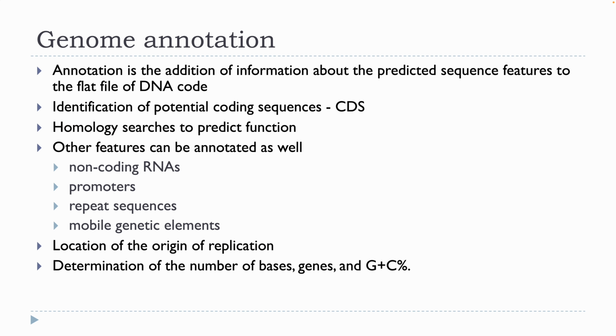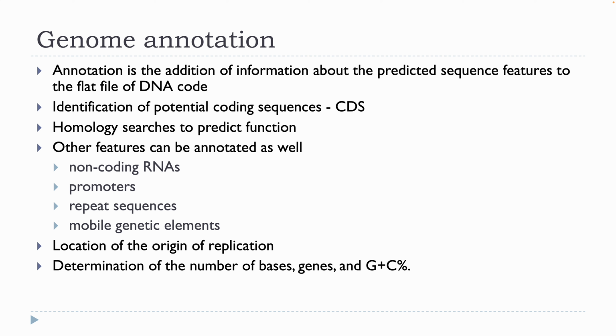Once we've got a genome assembly, what we try and do is annotate that. You can't just look at a load of As, Cs, Ts and Gs and instantly interpret what it means. What we do here is a process called annotation. We add information about the particular sequence features to what we call a flat file of DNA code. One of the first things we try and do is look at the potential protein coding sequences, often abbreviated by the term CDS.